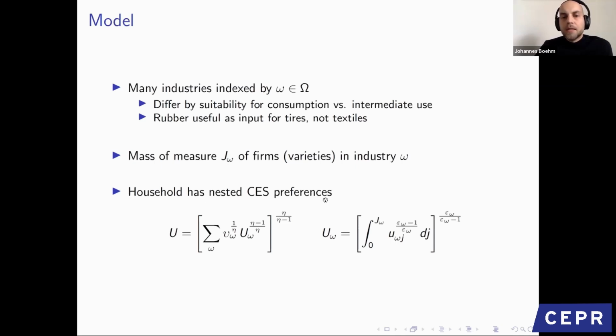And households have nested CES preferences, so they consume a bundle of different bundles. Each of those bundles is the bundle of varieties for each of those 5-digit industries. Okay? And each of those 5-digit bundles is made up as a CES aggregate of different varieties, and there is one monopolist in each of those industries. Okay? And firms are monopolistically competitive when they sell to households.